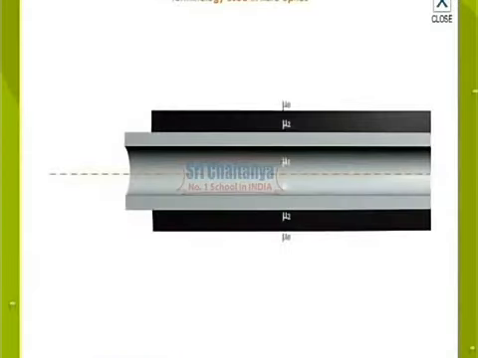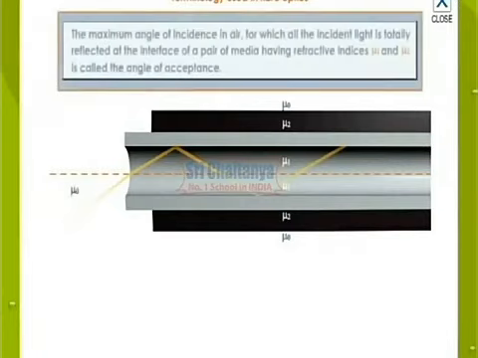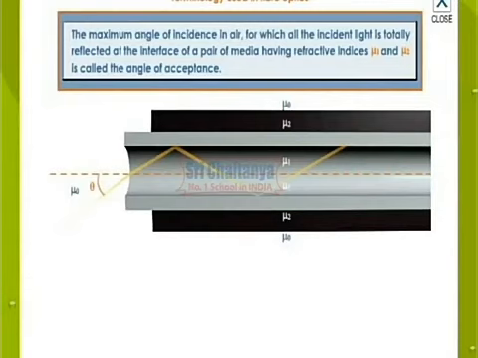Terminology used in fiber optics. Here you can see a ray of light traveling from air of a refractive index μ0 into an optic fiber. The maximum angle of incidence in air, for which all the incident light is totally reflected at the interface of a pair of media having refractive indices μ1 and μ2, is called the angle of acceptance.